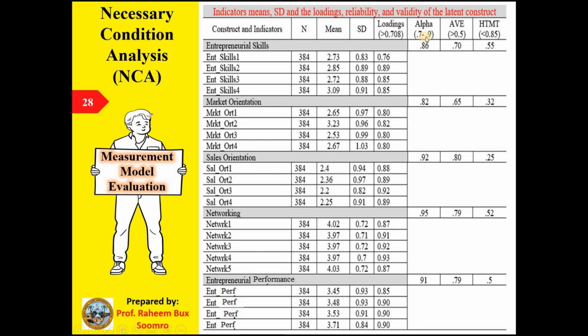The range of alpha is from 0.7 to 0.9. You're looking here, all our values are higher than 0.7. So that means the reliability of each construct is also intact. Average variance extracted, its value should be more than 0.5. You're looking that the AVE of all constructs is also more than 0.5, and the HTMT, heterotrait-monotrait ratio, its value should be less than 0.85. You are looking, that means all are well below 0.85. So here we can say that the evaluation of the measurement model is according to our criteria. So now there is no problem in the measurement model.